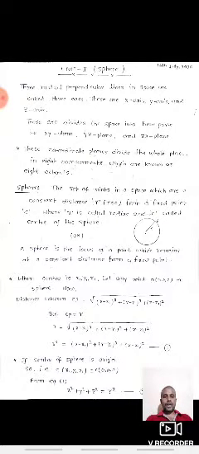When the center is (x, y, z), let any point P (x1, y1, z1) be on the sphere. Now the distance CP equals root of (x minus x1) whole square plus (y minus y1) whole square plus (z minus z1) whole square. But here CP equals r. So r equals root of (x minus x1) whole square plus (y minus y1) whole square plus (z minus z1) whole square. Squaring on both sides, we get r square equals (x minus x1) whole square plus (y minus y1) whole square plus (z minus z1) whole square. Let us call this equation 1.